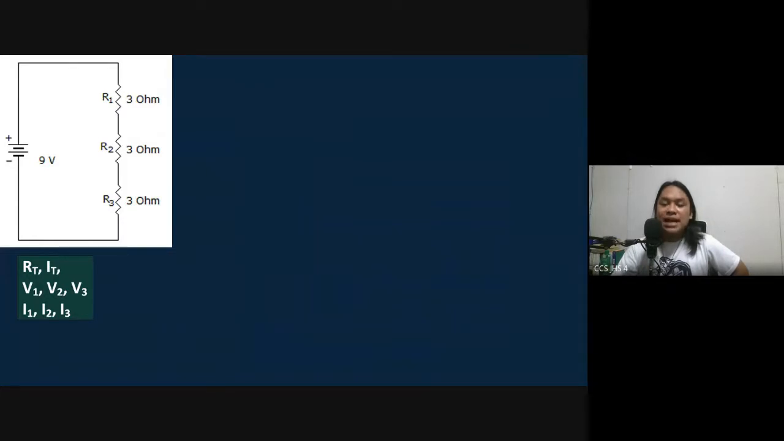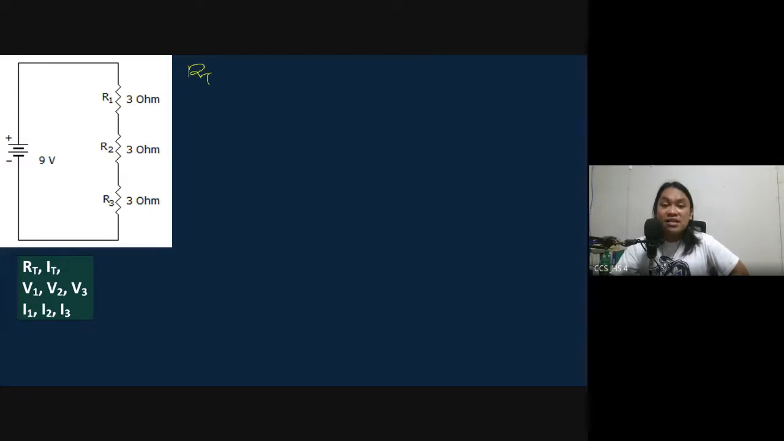Current? Nganong current man, Hans? Look at the given values. Naa tay R sub 1, R sub 2, R sub 3. Then we also have total voltage. Unsa man na nga R, Frederick? Please be specific. Resistance. Okay. To be specific, atong i-solve ang total resistance.